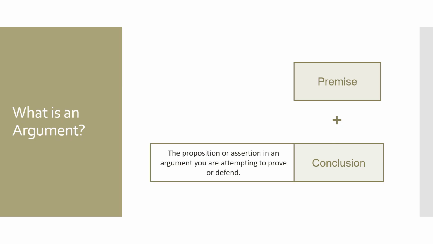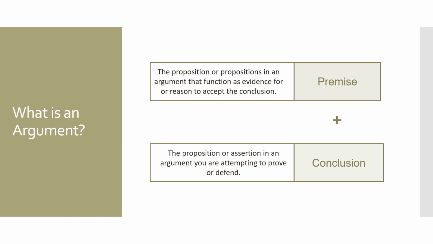Well, a conclusion in an argument is nothing more than the particular proposition or assertion being made in the argument that you're attempting to prove or defend. So in a nutshell, our conclusion is that claim that a person is trying to show you must be true or they're defending. The premise then is nothing more than the evidence given or the reason why you should accept that conclusion is true.